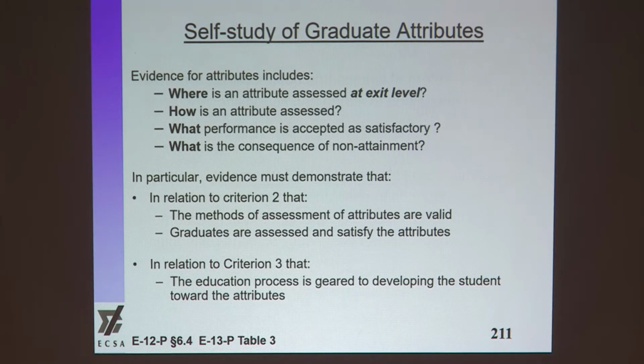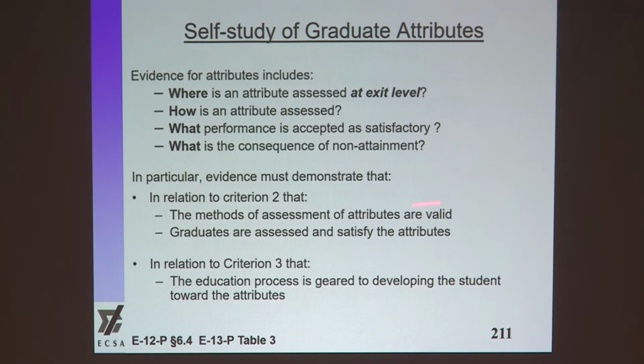As I said, your self-study, and this is where a lot of guys are slipping. Table 5, I think it is, for that. You are asked to say where the graduate is assessed, how the attribute is assessed, what performance you consider to be satisfactory, and what the consequence of not getting it is. Now you have a table of this for every graduate attribute.